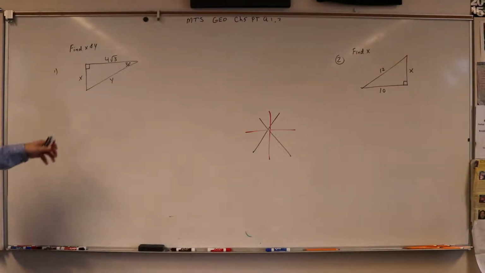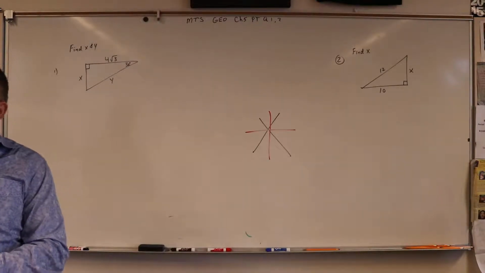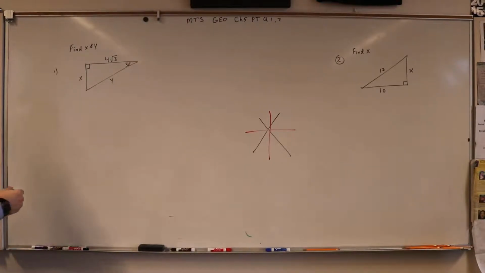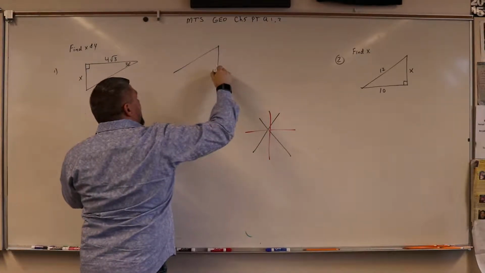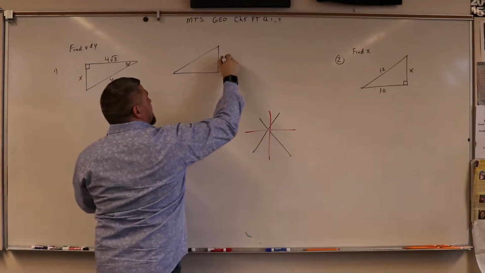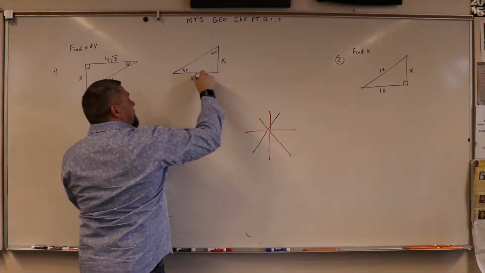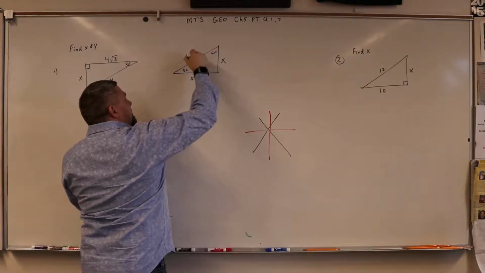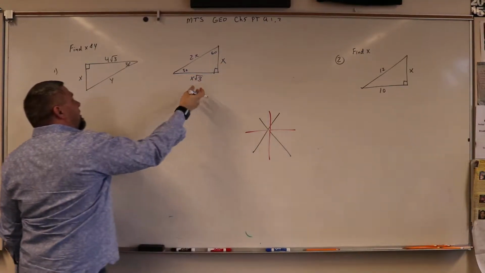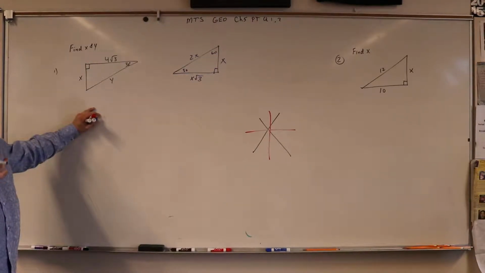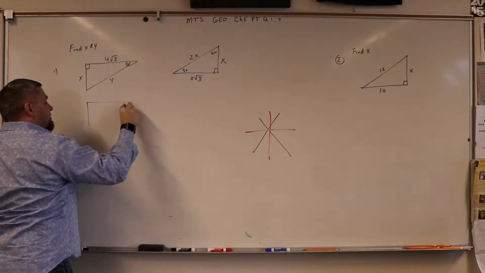So the key here is we need that 30, 60, 90 triangle, right? In your notes, you might have written it like this: x, x square root 3, and then 2x. What you have to do is learn to look at this and make it fit the problem at hand. So I'll flip this over so that it looks just like this.